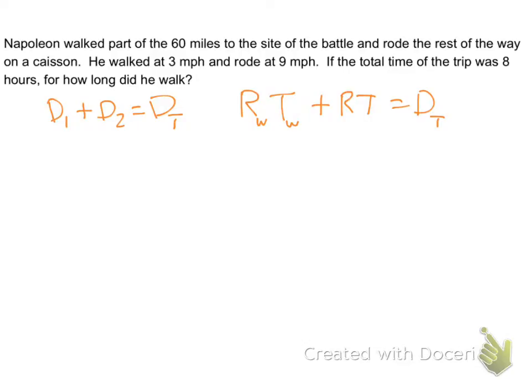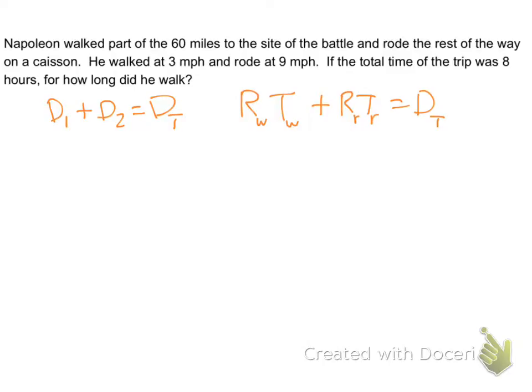Now, the other one I'll call R for riding. So the rate of my riding times the time I will ride will also give me a certain distance, and those combined will equal the total distance, or D sub t. Is everybody following so far? What's R? R for riding. And T? T is the total.